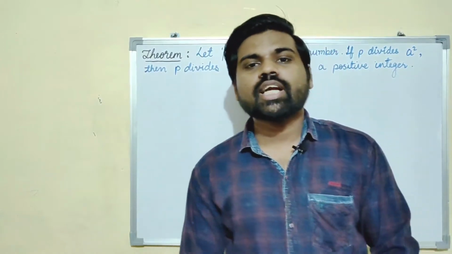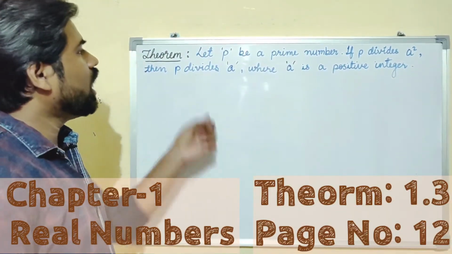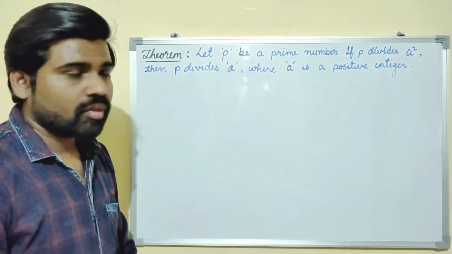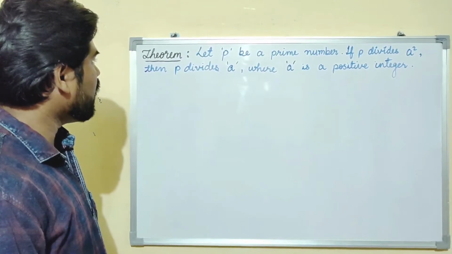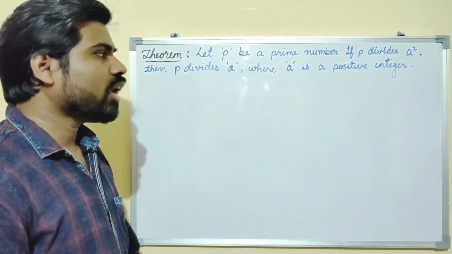Today we will see the introduction to exercise 1.3. For that, let us begin with the theorem which says: let P be a prime number. If P divides A square, then P divides A, where A is a positive integer.